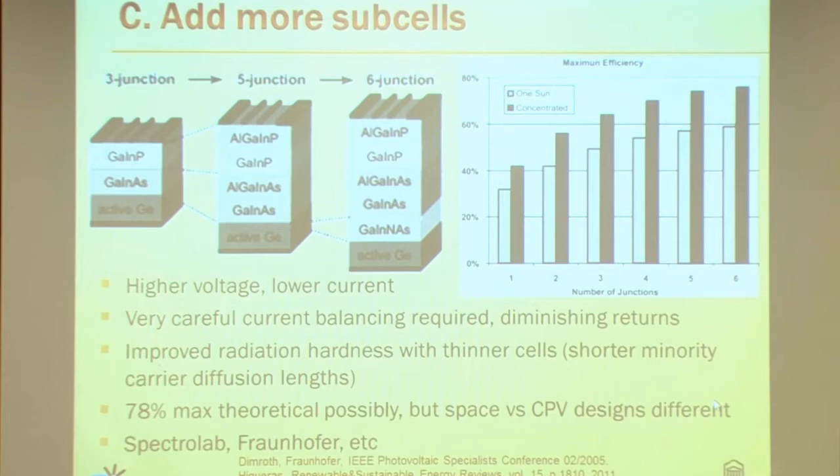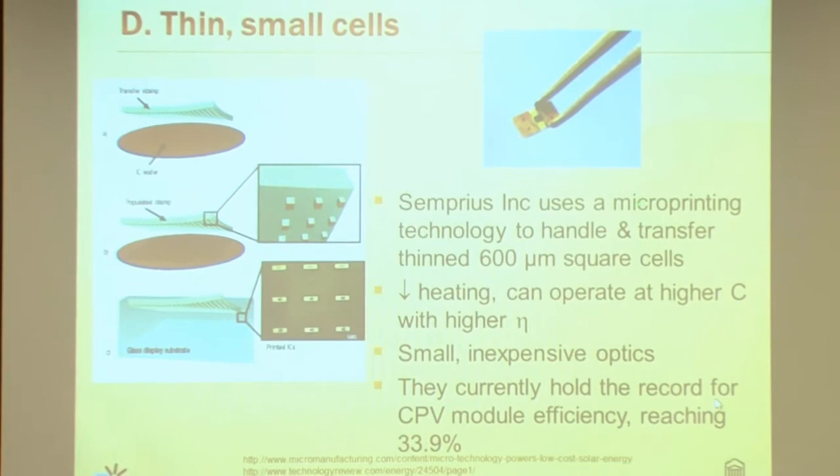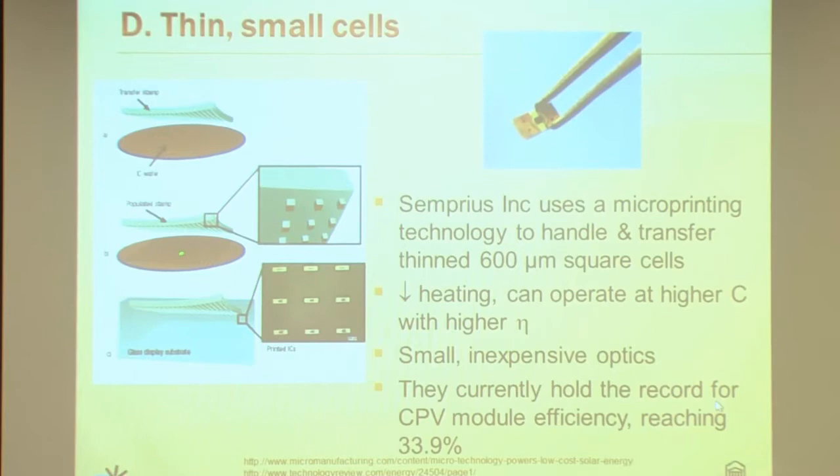There's companies and research labs working on these. Another neat one is thin small cells. A company called Semprius is using this microprinting technology. I don't know much about it beyond this picture, really. But they have very, very small cells that they're able to lift off and then put down on a substrate. They have micro size optics for micro concentrators, one per cell, essentially. And by being so small and thin, they have lower heating, and so they can operate at a higher concentration before that roll-off happens. And they currently hold the record for, this is a module efficiency of 33%.